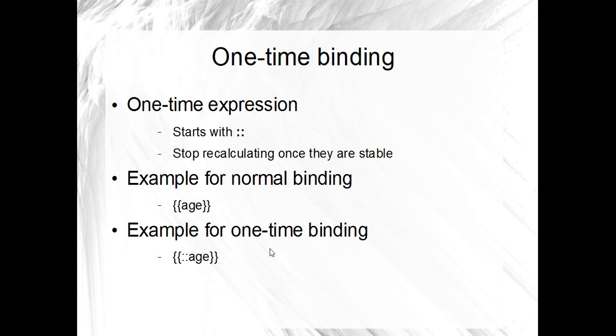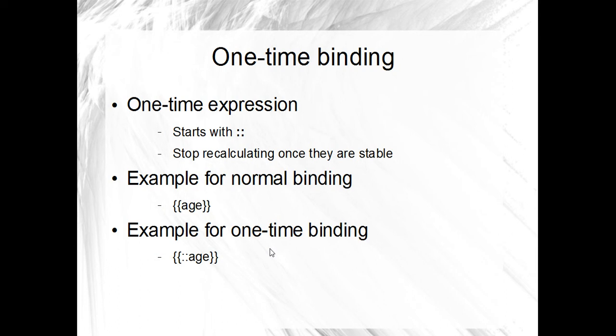Coming to one-time binding, in general, for observing any model mutations in Angular, Angular performs a digest cycle on the root scope, which would then further propagate throughout all child scopes. And thus, if there are any model mutations, corresponding expressions which are being watched by Angular would get updated. And this is how a normal binding would work within Angular expressions. But whenever an expression starts with two colons, it is considered a one-time expression. And a one-time expression will stop recalculating once it is stable, which means that after the first digest happens, if the expression result is some finite value other than undefined, it doesn't get recalculated multiple times.